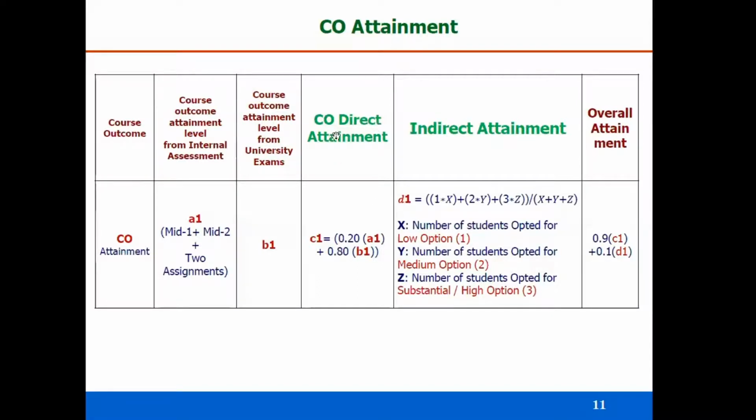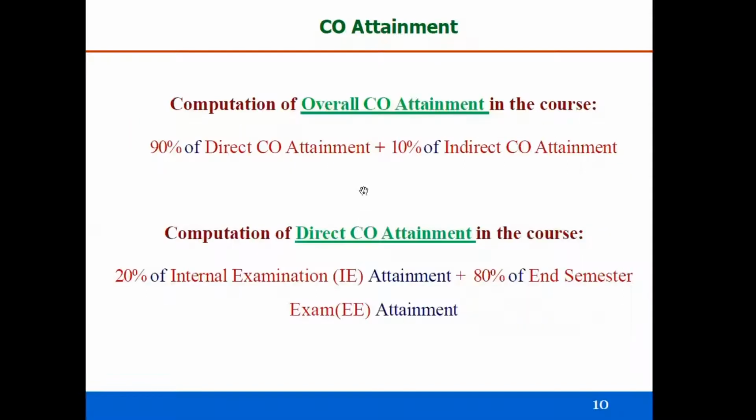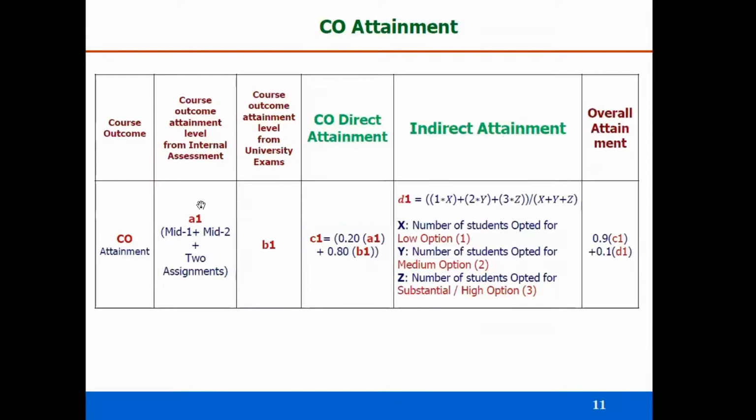So the CO direct attainment of a particular course can be taken. What is the formula we used? 20% of internal exam plus 80% of end exam, that is 0.2 into IE plus 0.8 into end exam. For internal we considered A1, so 0.2 into A1, plus end exam 80%, 0.8 into B1. You can substitute these values. We mentioned CO1 for this course, the first CO, and like that for every CO you can replicate this formula.